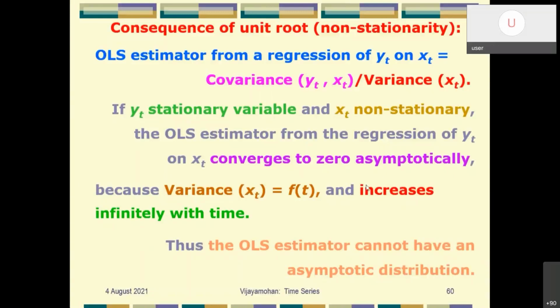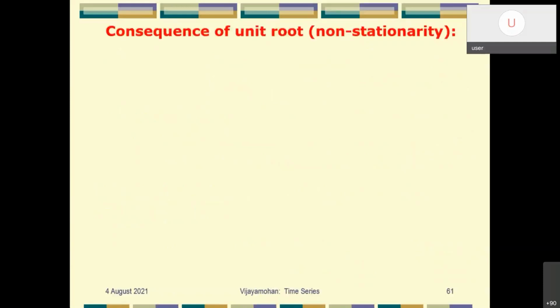So this is the consequence of non-stationarity. We cannot expect a constant or fixed OLS estimate from the regression of non-stationary variables. Now I am giving an example. This example is widely quoted, and this particular example, as a Monte Carlo experiment, was done in 1974 by two econometricians, Granger and Newbold. I will come to them after some time.